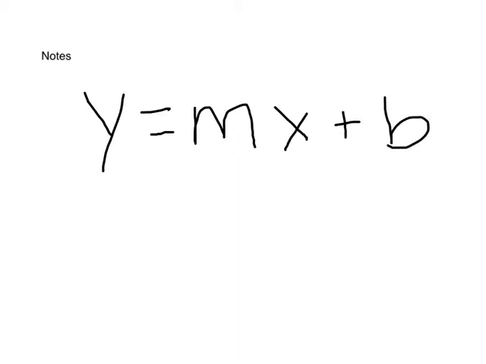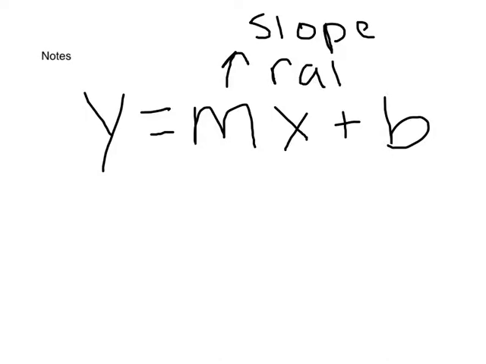You guys all know this by now, but what is the equation for graphing a line? It's y equals mx plus b. What is your m? Your m is your slope. This is also your rate of change, which is the same as your unit rate, which is the same as your rate of increase, all of those things.